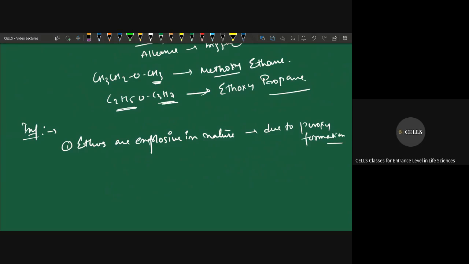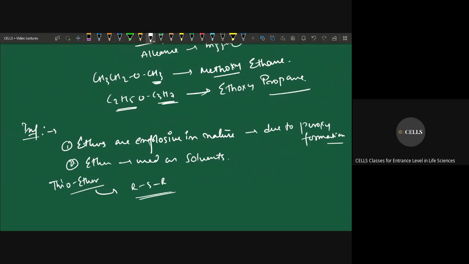Now, ethers are also used as solvents. Ethers can also be thioethers. They won't ask any question like RSR is nothing but a thioether. They won't ask any question from a thioether.